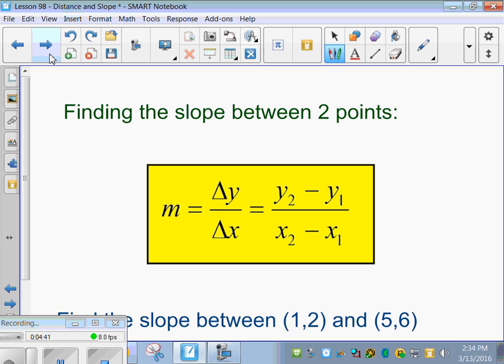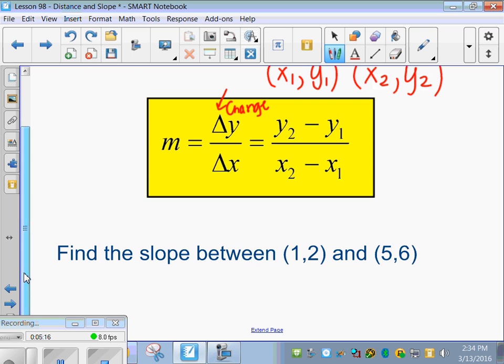All right, this formula is really important, so make sure you put this in your notes. So to find the slope between 2 points, if we have a coordinate point (x1, y1) and another coordinate point (x2, y2), we find the slope by doing the change in y, that's what this triangle means, the delta, change in y over the change in x. So we do the second y minus the first y over the second x minus the first x.